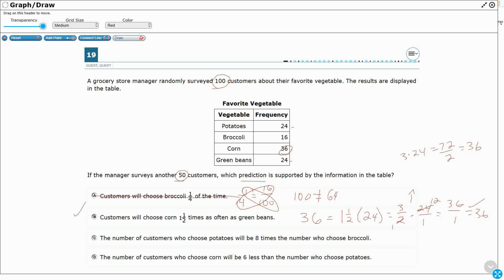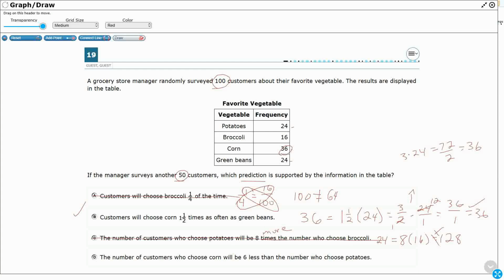Let's check C and D. The number of customers who choose potatoes, and that's 24, is 8 times those who chose broccoli. Now it's 8 more, but not 8 times, because that equals 128. And that is incorrect. If this was said 8 more, so like a plus 8, we would have been fine.